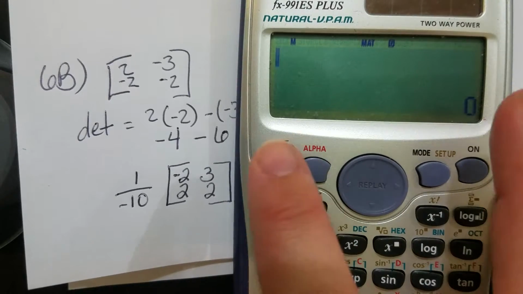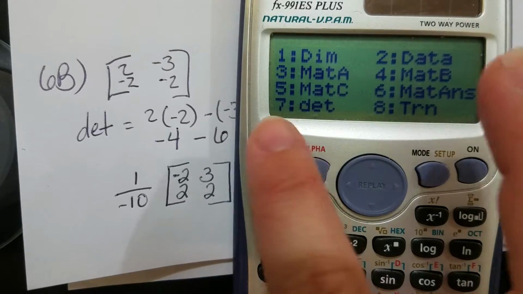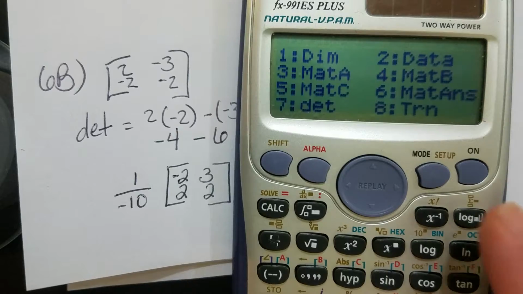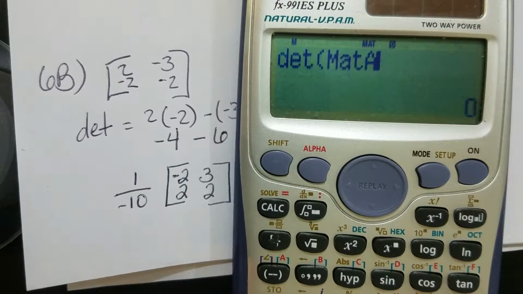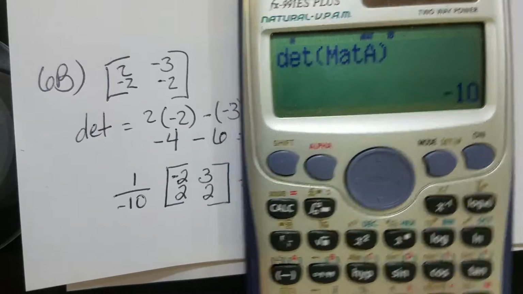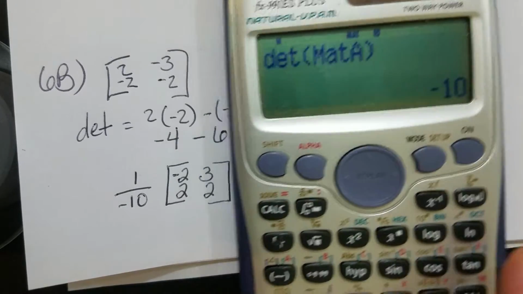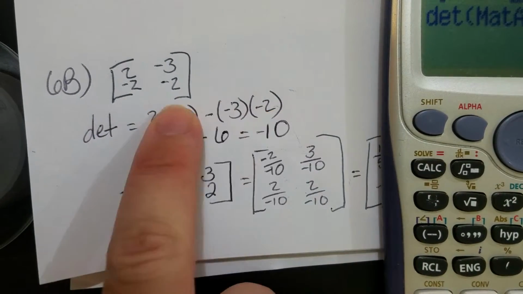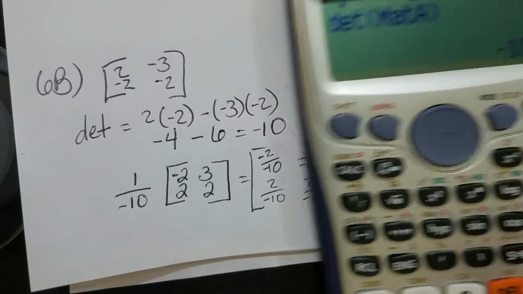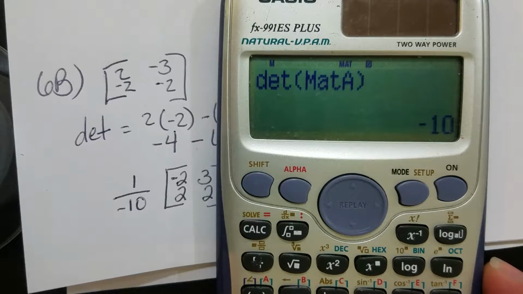If you want to do determinant, you're going to do shift 4 to bring up the matrix. Determinant is number 7, and then shift 4 to select matrix A, which is number 3, and hit enter. And notice I got -10, which is the same thing I got when I did it by hand. So let's be honest, it's probably faster to do a 2 by 2 determinant by hand than it is in the calculator, but this is going to save you a lot of time on a 3 by 3.